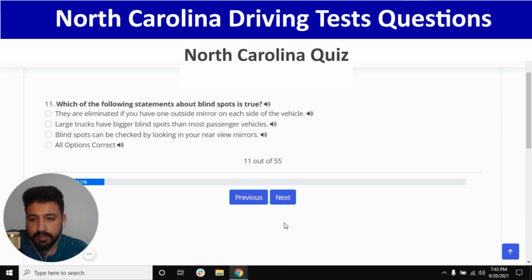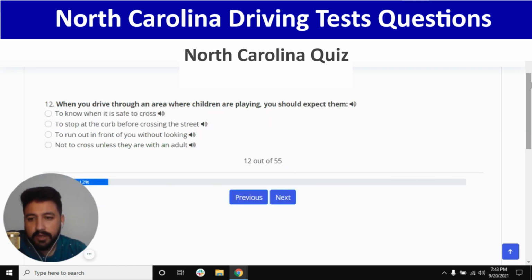The 11th question is which of the following statements about blind spots is true? So I'm going to click on the second option, which is large trucks have bigger blind spots than most passenger vehicles. So next.